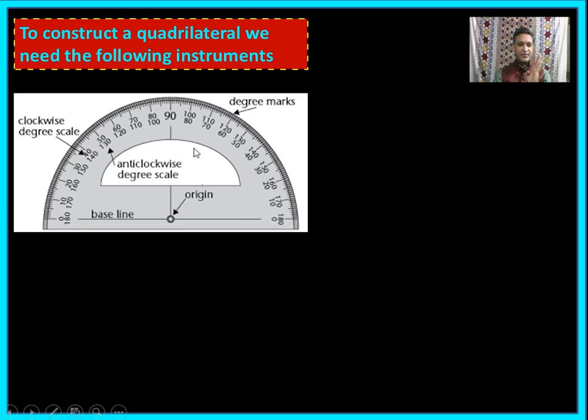Suppose you put the protractor here, at this point. Now again you want to draw 45 degrees. Now you have to observe the down angles.